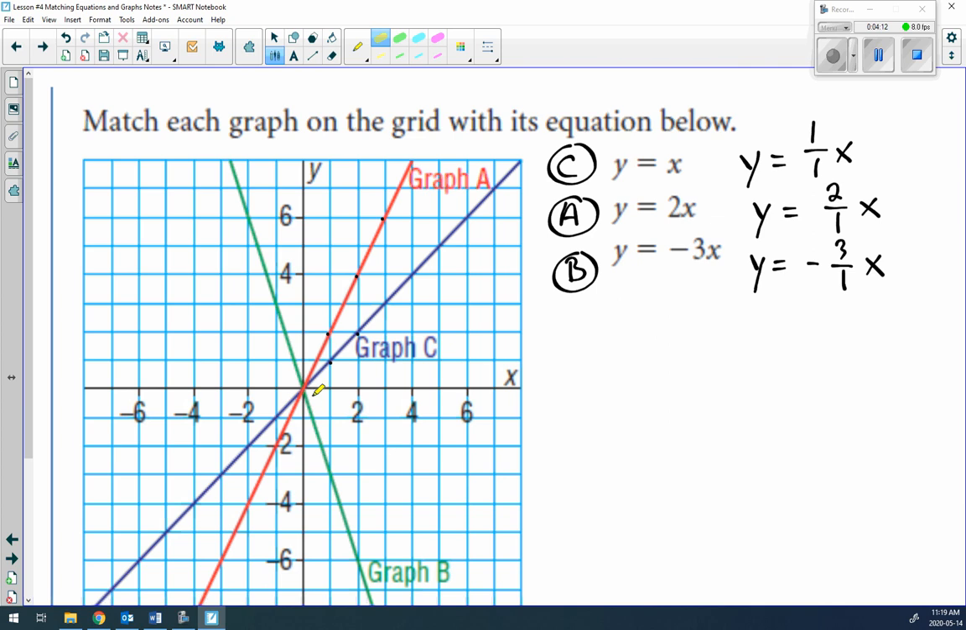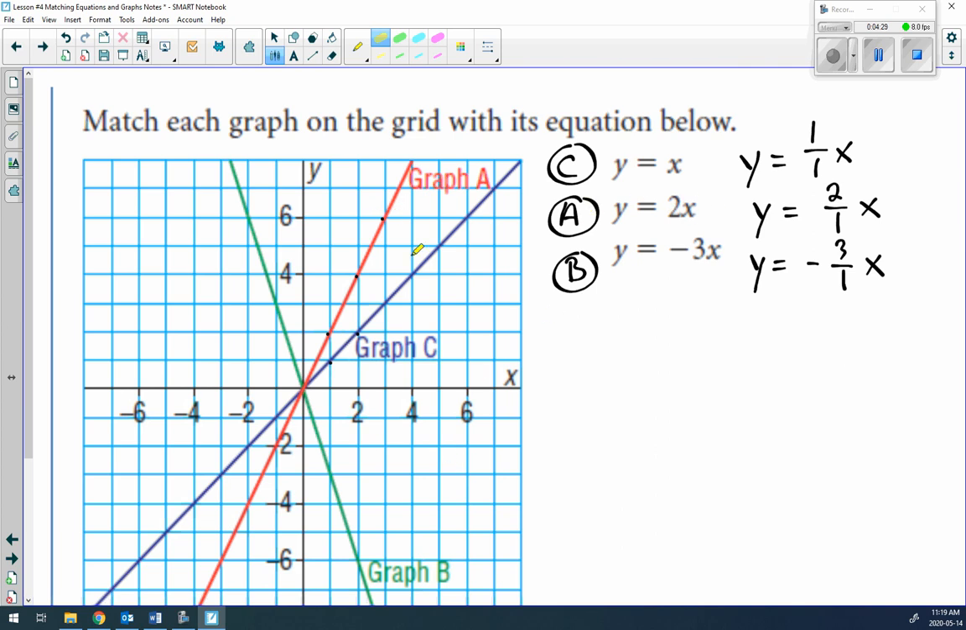So that would be, and if you look, we start from the origin, we go down 3 over 1, down 3 over 1. Yeah, it works. Let's look at the red and the blue. So start at the origin. Let's look at the red one. Looks like it goes up 2 over 1, up 2 over 1, up 2 over 1. So the slope is, yeah, there it is, y equals 2x. That's got to be A.